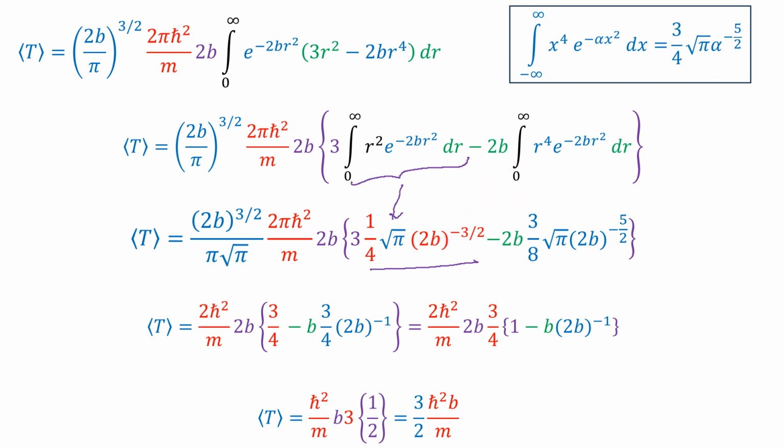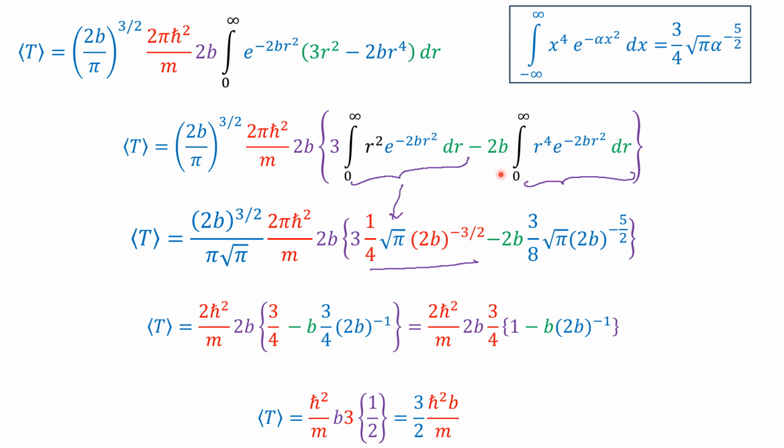Second one, you can use the Gaussian integral. I have given a detailed lecture about the Gaussian integral, so please refer to it. That is very important. If you integrate from minus infinity to plus infinity x power 4 e power minus alpha x squared dx, you will get the result 3 over 4 square root of pi alpha power minus 5 by 2. So here you apply, with x replaced by r.